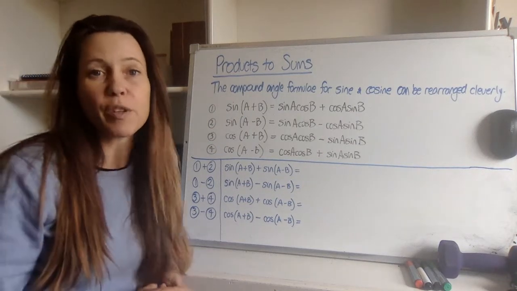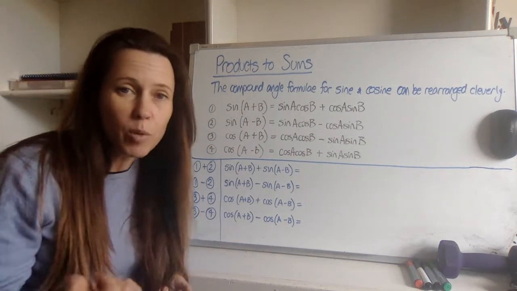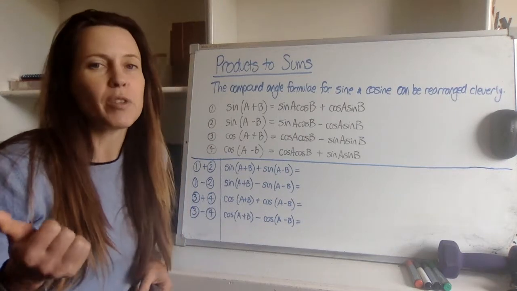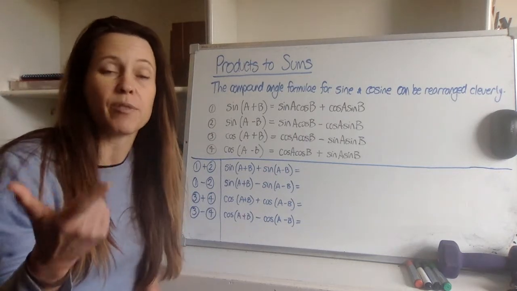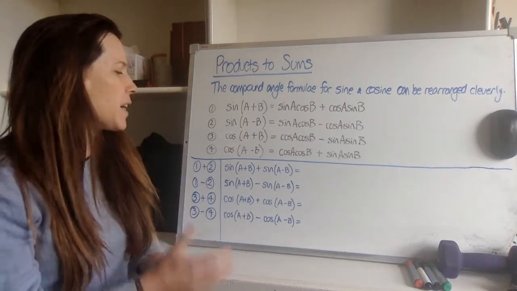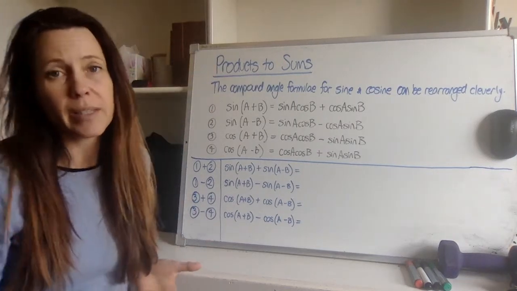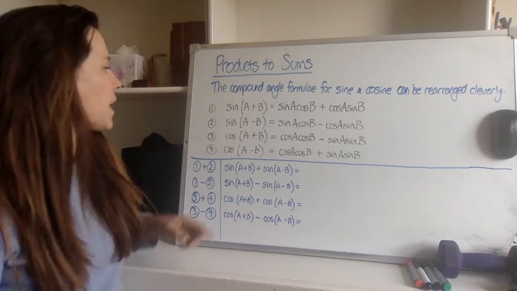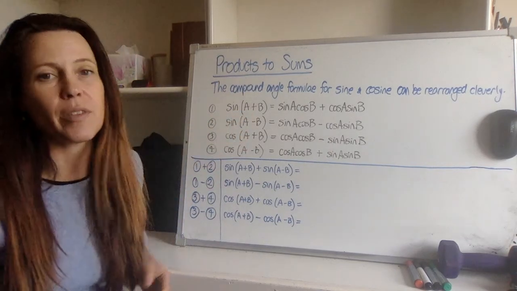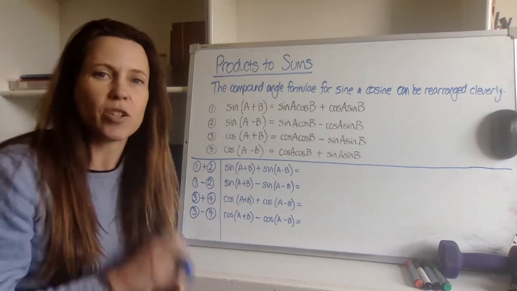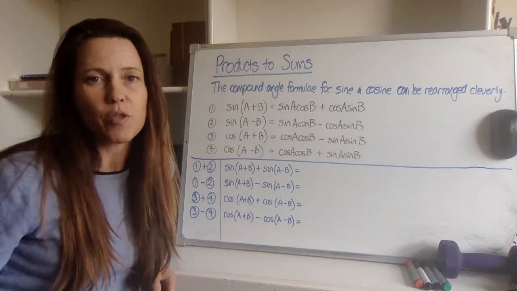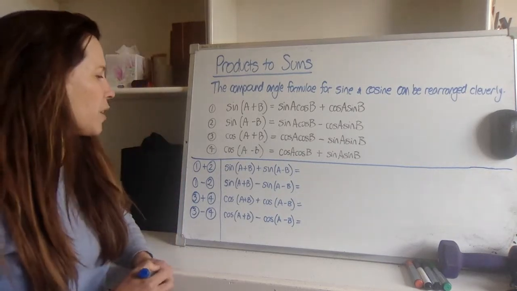Now we've used them a few different ways. We've generated the double angle formulae from them. We've also generated the T formulae from them. So this time we're generating a different set of formulae. And this lesson is called Products to Sums because it looks at how we can take the sum or the difference of some angles and change it to the product of some trigonometric functions.